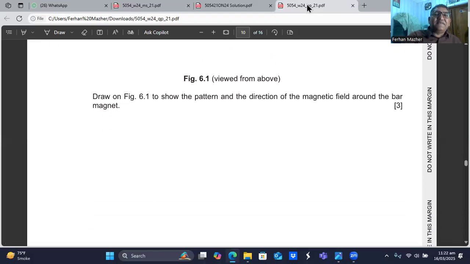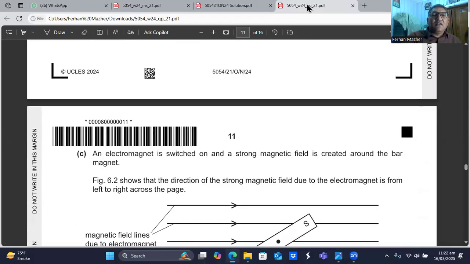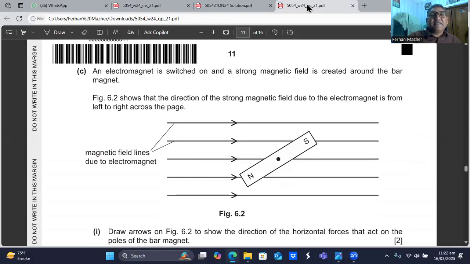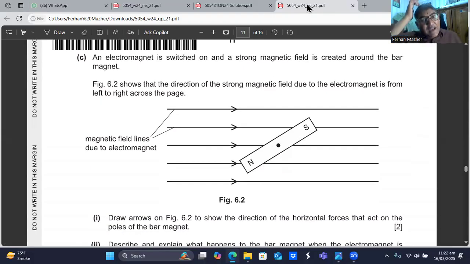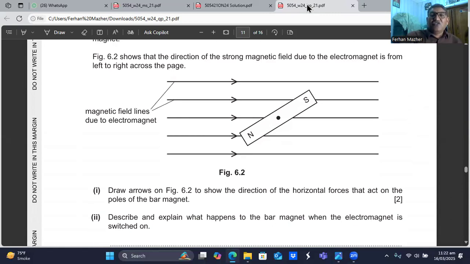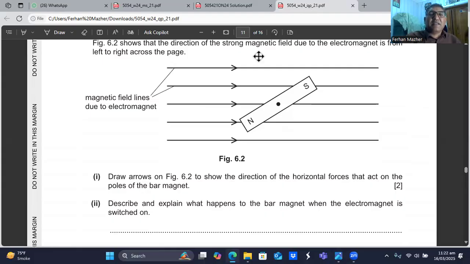Then we have question number, I think 6 is C part. It says, an electromagnet is switched on and the strong magnetic field is created around the bar magnet. The figure 6.2 shows the direction of the strong magnetic field due to the electromagnet is from left to right across the page. So these lines are basically representing the magnetic field which is produced by that electromagnet. And here is your bar magnet pivoted on this thin rod.